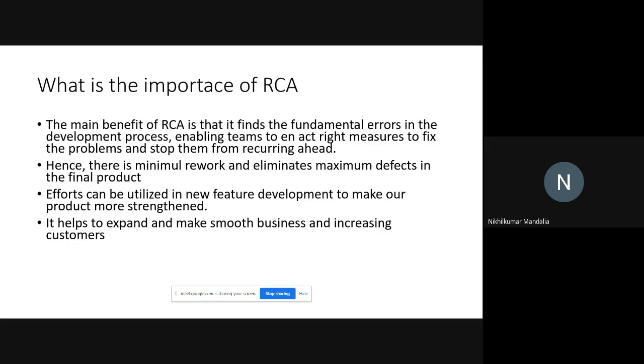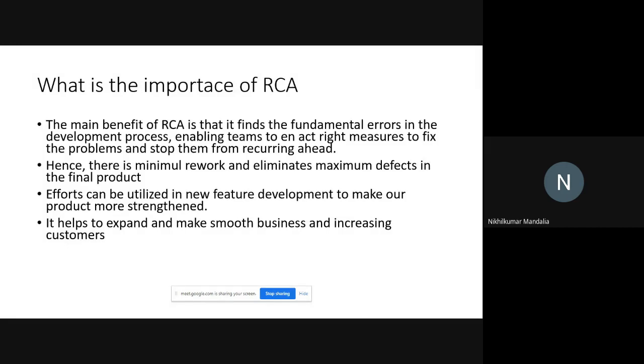When we are asking why, when, where, these are all common practice, and based on that we can identify the RCA, and we can tell them that if we remove this particular issue, then it will never occur. So this is the main step of the RCA.